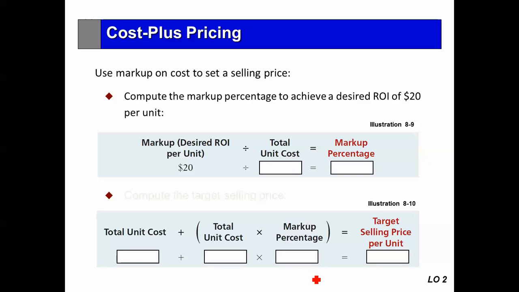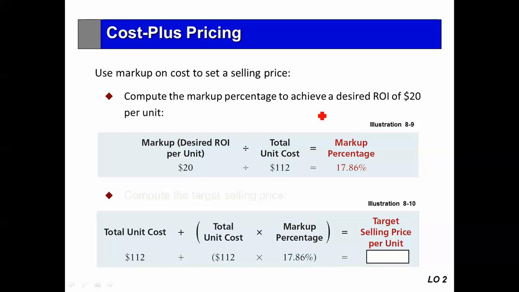Use the markup to set the selling price. Compute the percentage desired, 20%, or on total cost, if you want to look at it that way. My markup percentage is 17.86% on my total cost. So total unit cost is $112. Therefore, my profit is 17.86% of $112. My selling price is $132. So there's the two methods. You look at the cost plus method, and we also look at the target cost method.